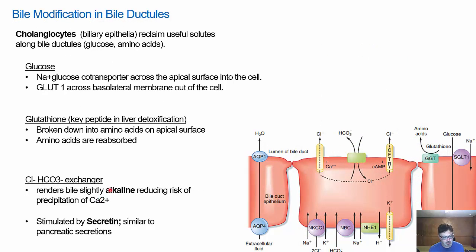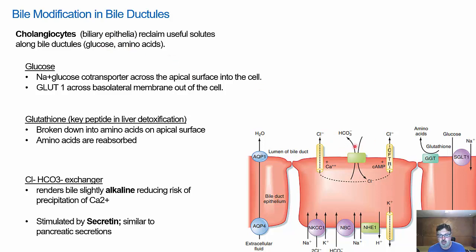As we look into the bile ductules, so moving away from our hepatocytes, now we're going into the bile ductules, are specialized cells called cholangiocytes. These are the cells that line the biliary epithelia. And they're very special here to try to reclaim a lot of those things that are in the bile that we want to keep. So these would be things like glucose, amino acids.